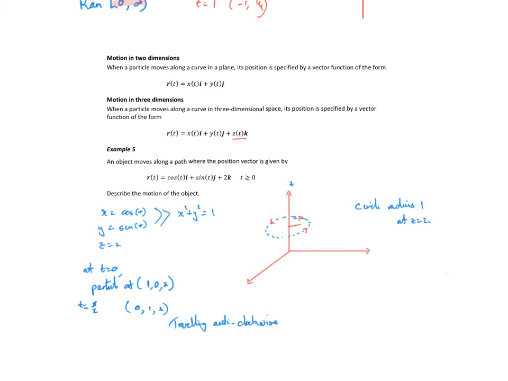So maybe I've got across that plane there at z equal to 2. Direction of motion, again, if I put t equal to 0, I'm at the point (1, 0, 2). And then if I just pick a small amount of time later, say pi on 2 seconds later, I'm at the point (0, 1, 2). So I'm travelling in an anti-clockwise direction again. And so I put little arrows in my direction of motion.